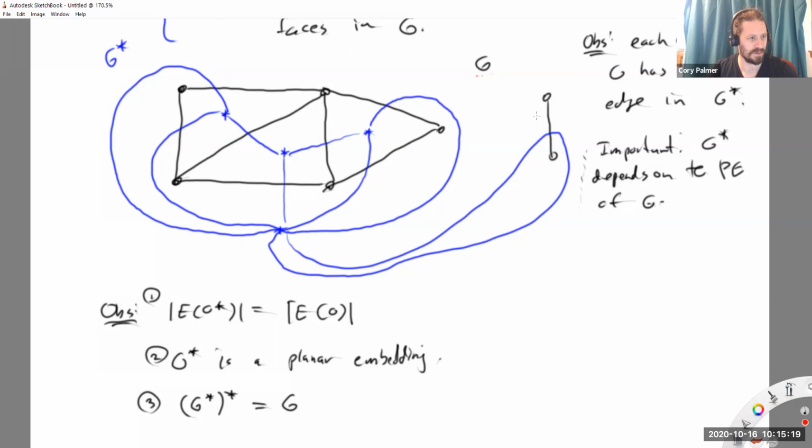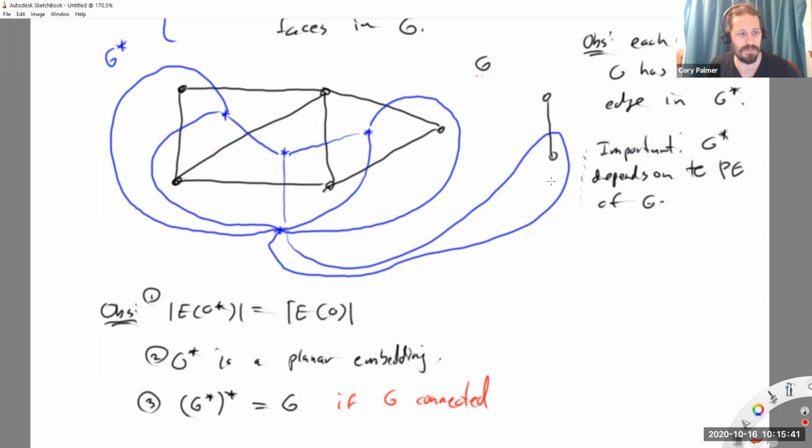What am I missing here? I shouldn't have two faces on. Oh, yeah, okay. I shouldn't have drawn this edge like this. That was a mistake. This notion holds if G is connected. That's important. If G is connected, then the dual of the dual is the original graph. If it's not connected, that's not quite right.